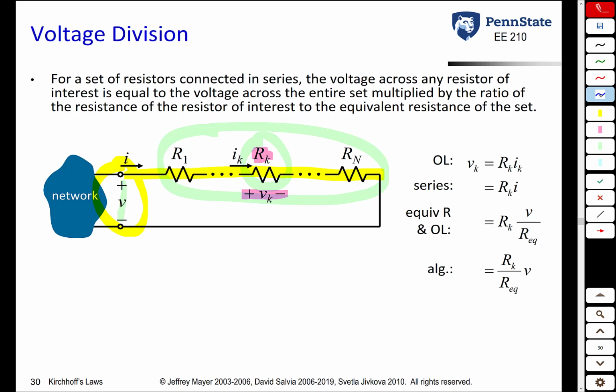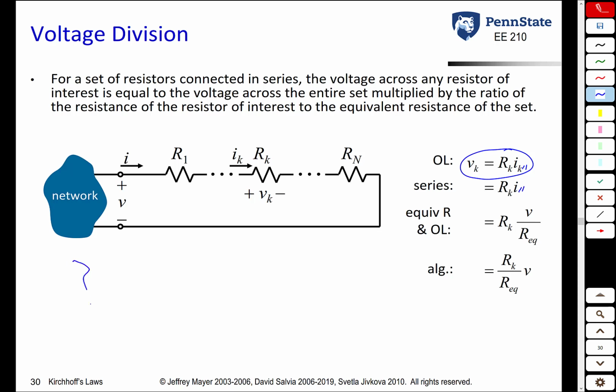From Ohm's law, we know that the voltage across R sub k is just its resistance times the current through it. So V sub k is R sub k times I sub k. But because all of these resistors are in series, they all share the same current. So rather than writing I sub k, we can just write I.